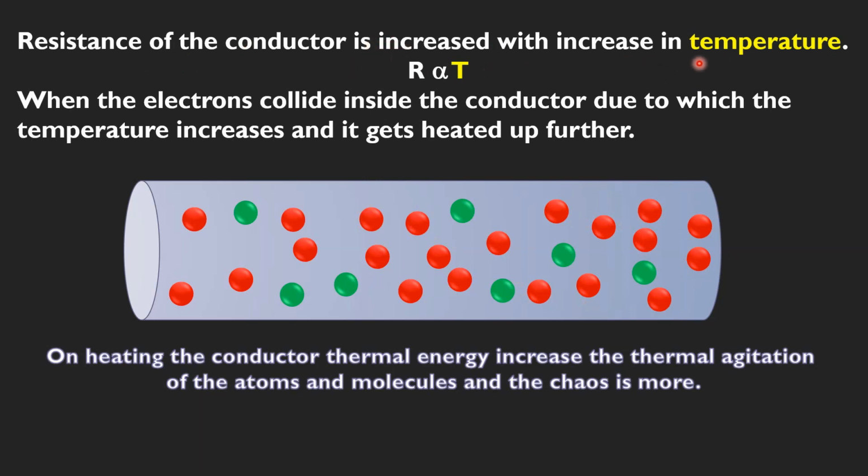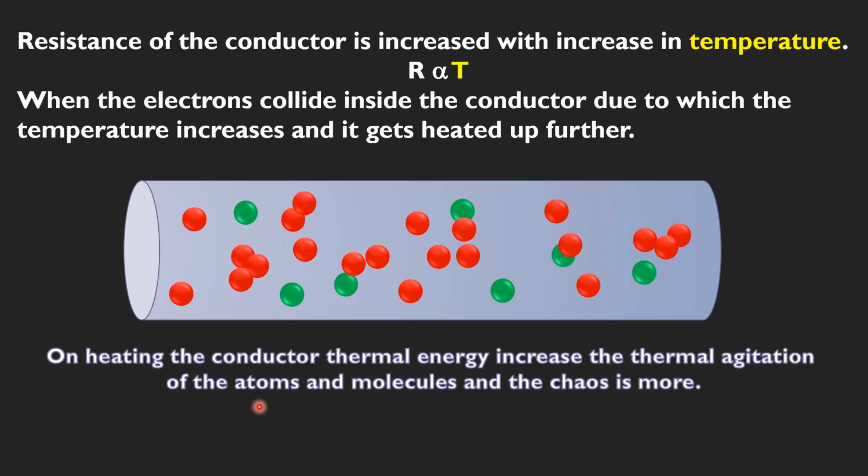It depends on temperature, not only on temperature. The first thing, it depends on temperature. When the electrons collide inside the conductor, due to friction, the temperature increases and it gets heated up further. So here, on heating the conductor, the thermal energy increases, and the thermal agitation of the atoms also increases.